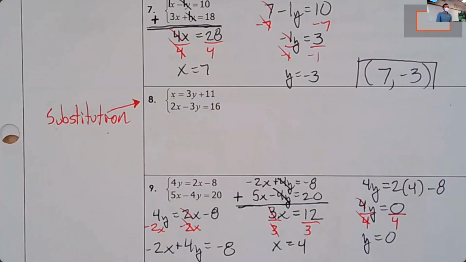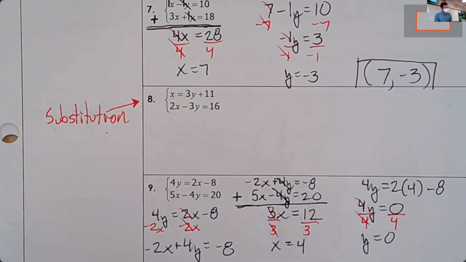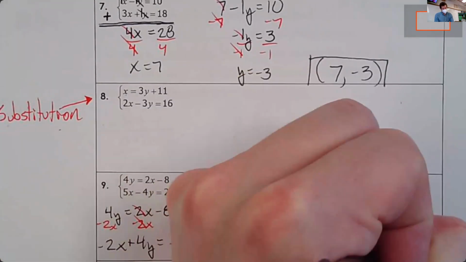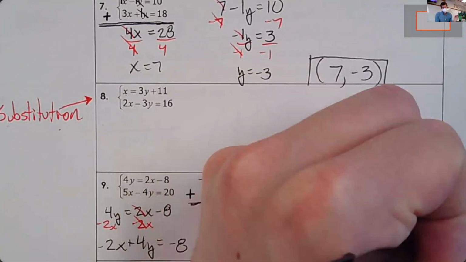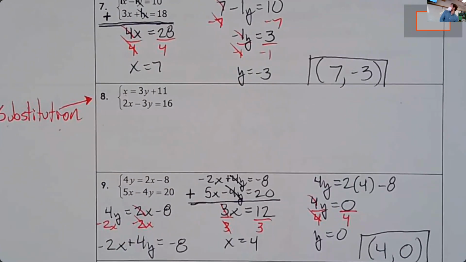So we have x equals 4. We have y equals 0. So our answer here is 4, 0. And that is the solution for number 9. We are going to solve these last two problems. 10 is actually going to be really quick, and I'll show you in a second what that looks like. Are there any questions on number 9? All right, let's have a look at 10.